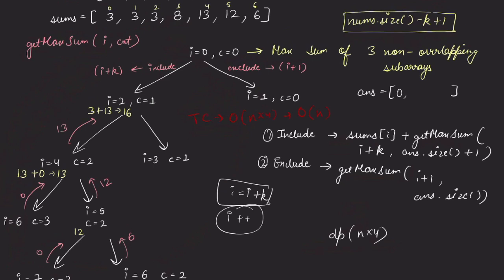And what will be the space complexity? Here we would be using a sums array for storing the answers, and then there will be a stack in our recursion as well. So we can say that the space complexity will be order of n, right?